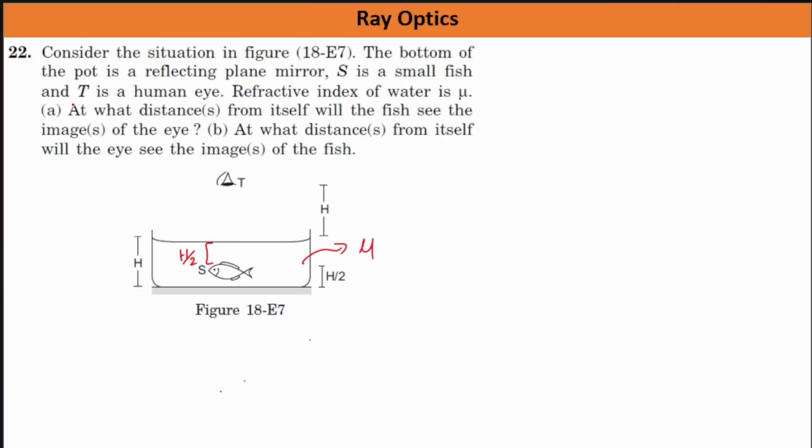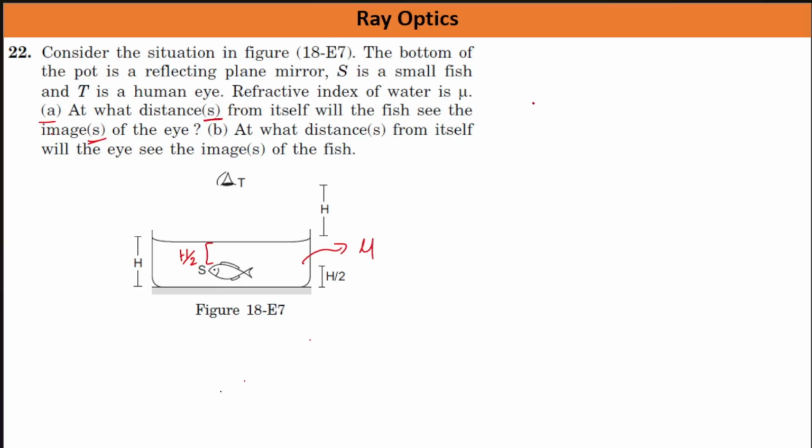What we have to calculate in A is, at what distance from itself will the fish see the image of the eye? So where will the fish see the image of the eye? And again, there is this S thing attached. Maybe more than one image is getting formed. That we will explore as we move ahead with the solution. So let us first start.